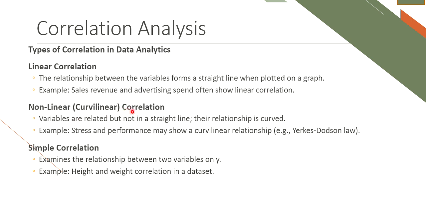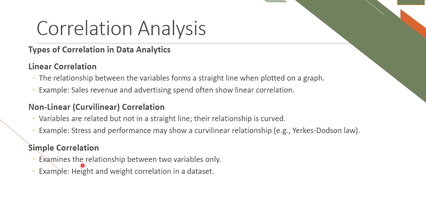Next is non-linear or curvilinear correlation. These are related but not in a straight line. The relationship will be in the form of a curve. Stress and performance. If your performance is high, then stress will also be high, right? Sometimes stress will be high, performance will be low. Sometimes performance will be low, stress will be high. So that means it keeps on varying in the form of a curve.